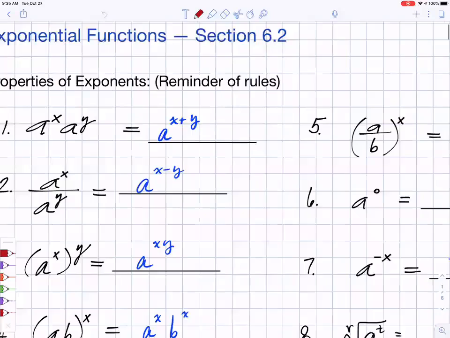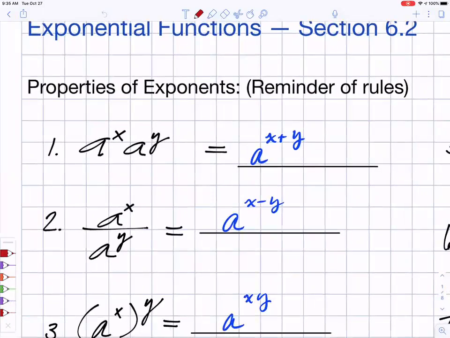Like, for instance, for number 1, I wouldn't have just said a raised to the x times a raised to the y is equal to a raised to the x plus y. More than likely, the way that I worded it, and I don't remember because it's been so long, is I probably would have said, when you're multiplying like bases, keep the base and add the powers. Does that ring a bell? Yeah, because that to me just makes more sense. So multiplying like bases, keep the base, add the power.